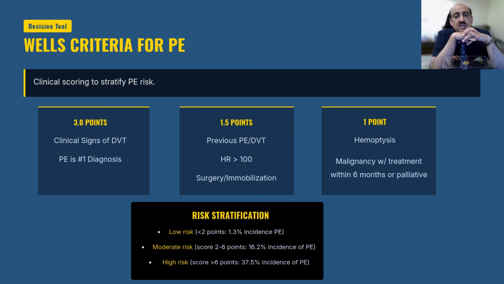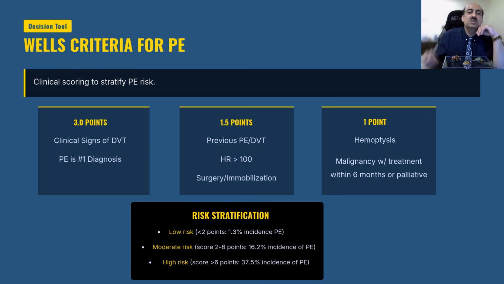1.5 points each to previous history of PE or DVT, tachycardia at more than 100, and recent surgery or immobilization, while 1 point each will be for hemoptysis and history of malignancy with treatment within 6 months or palliative.